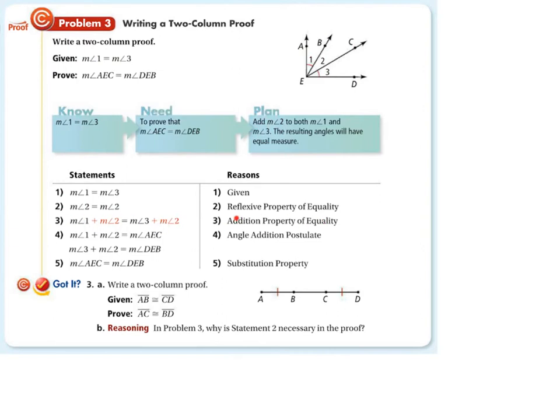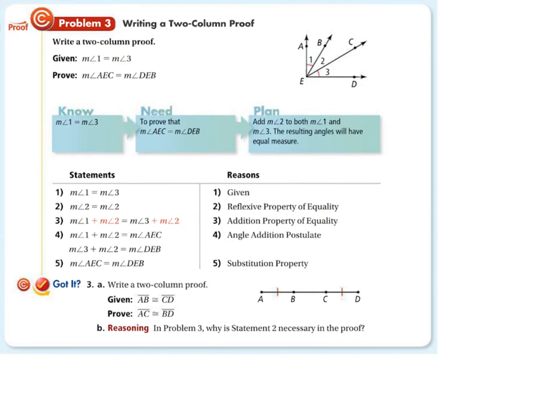The addition property of equality allows us to say the measure of angle 1 plus the measure of angle 2 is equal to the measure of angle 3 plus the measure of angle 2. So by saying we know that this is equal to itself because of the reflexive property of equality, we're allowed to add that equal amount to both sides. Okay? Once we do that, we now can say this.